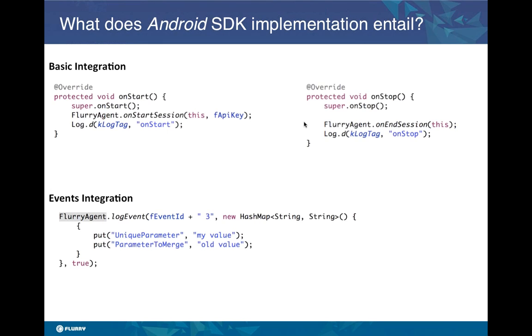Now, what about events? It's almost exactly like the iOS events themselves. You basically log an event, you give it a string name, and you pass in a hash map instead of a dictionary, but they're basically the same thing. And you can put up to 10 parameters in there, and all the parameters and values must be strings. So, any questions so far?